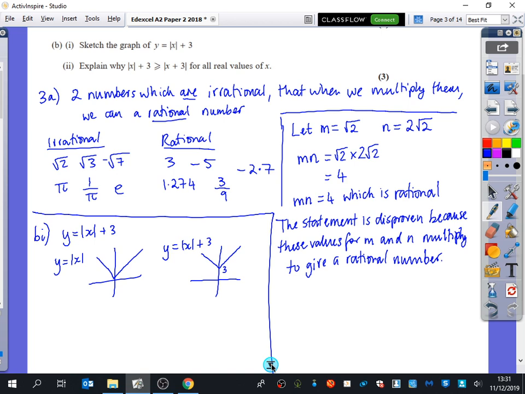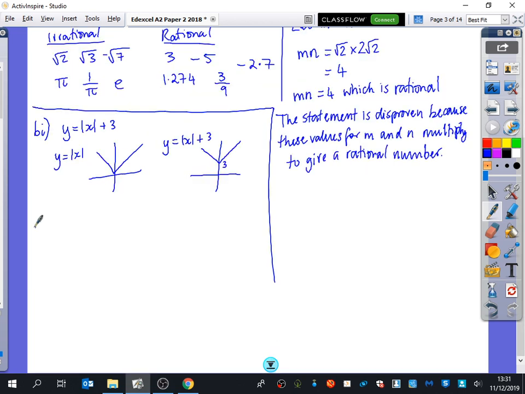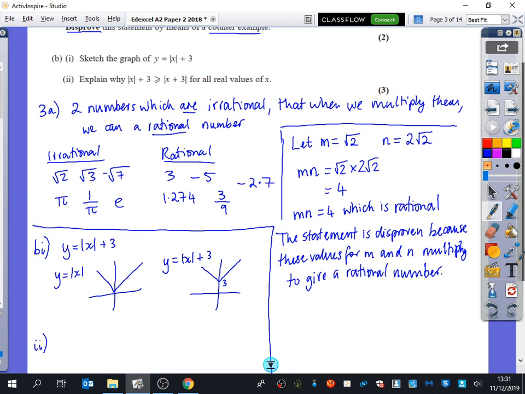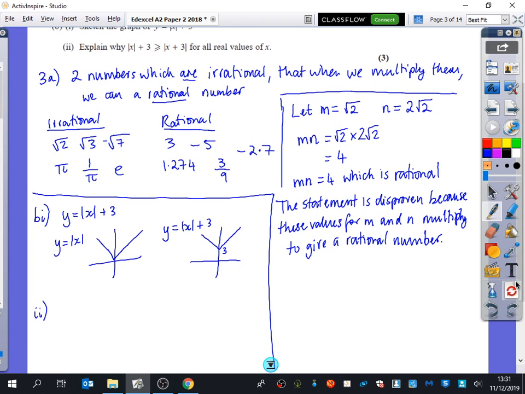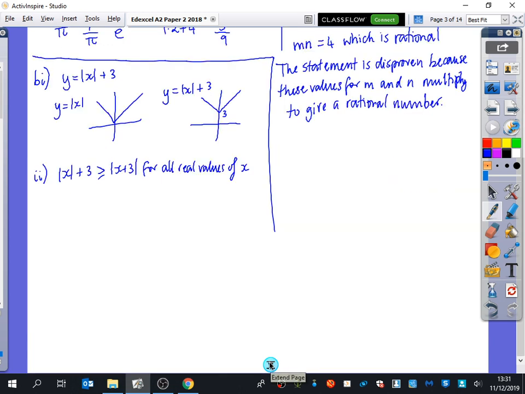The second part of the question is definitely harder. Some people did all right with trying to explain this with words. But what it says for the second part of the question is, explain why the modulus of x plus 3, sorry, is greater than or equal to the modulus of x, plus 3, for all real values of x. Now, the first part of the question is going to really help you to do this, okay? We have just drawn the graph, which was y equals the modulus of x plus 3, okay?